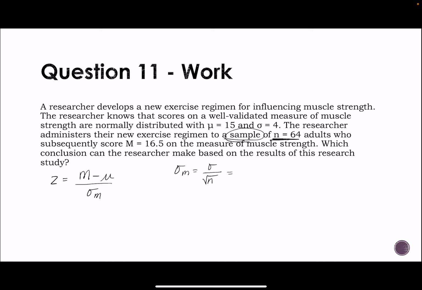So in this case, our standard deviation is 4 divided by the square root of 64. So this is 4 divided by 8, or 0.5. Anytime we start to talk about how many people we had in a sample, and instead of giving you a single score, we give you the score of a sample, then you're going to start using this, our standard error, instead of just the standard deviation in the denominator.